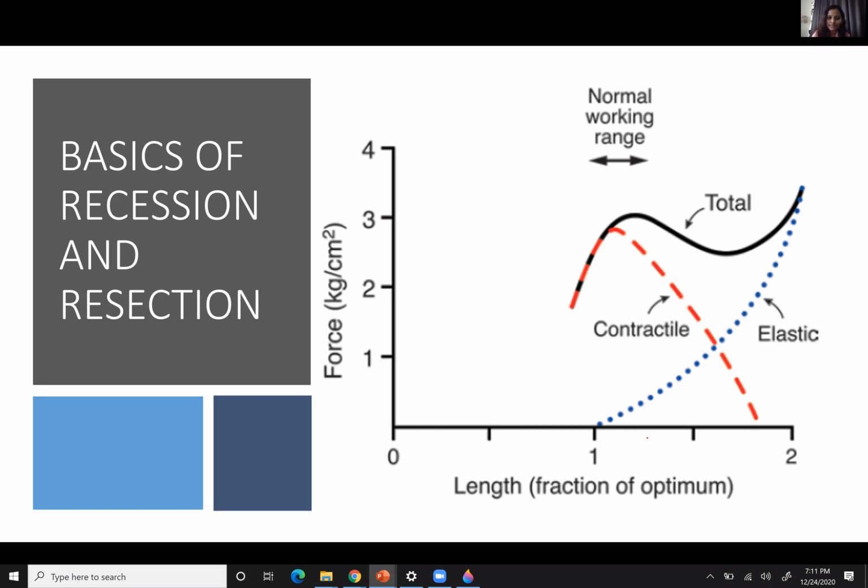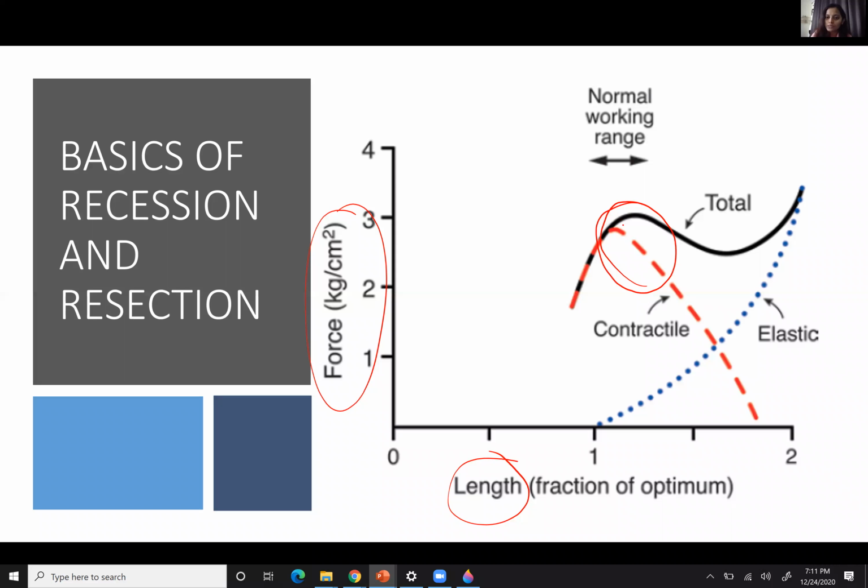If you can see this curve, this is the force that the muscle generates, and this is the length of the muscle. If you look at contractility, as the length of the muscle increases, the contractile force of the muscle goes on decreasing. If you see, the contractility is at a peak over here, when the muscle is of its normal length.